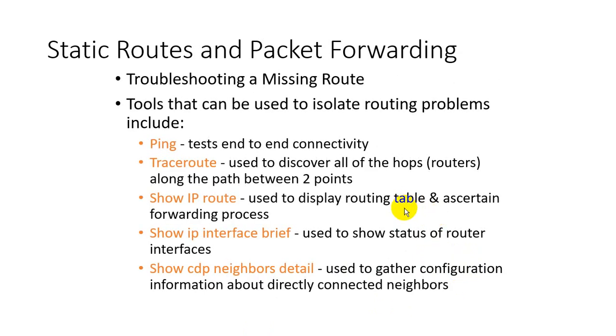Troubleshooting a missing route. Tools that can be used to isolate routing problems include ping, to test end-to-end connectivity; traceroute, used to discover all the hops, or routers, along the path between two points; show ip route, used to display the routing table and associated forwarding process; show ip interface brief, used to show the status of a router interface; and show cdp neighbors detail, used to gather configuration information about directly connected neighbors.